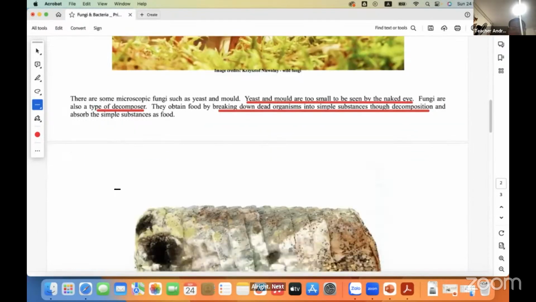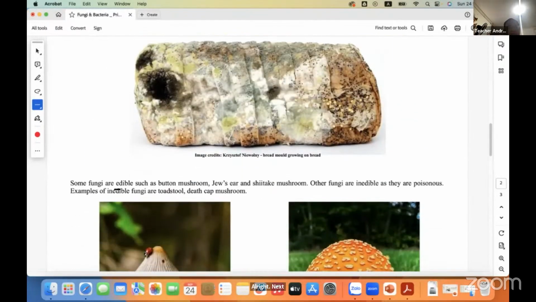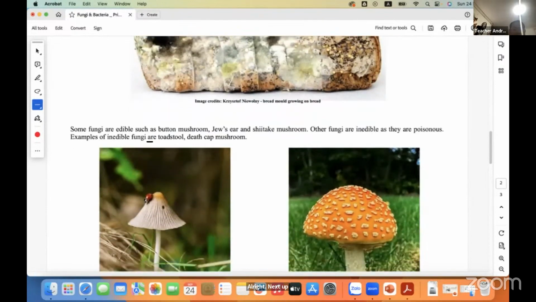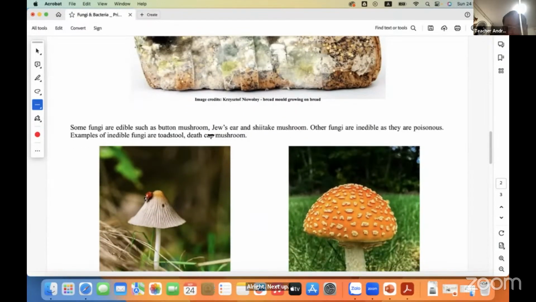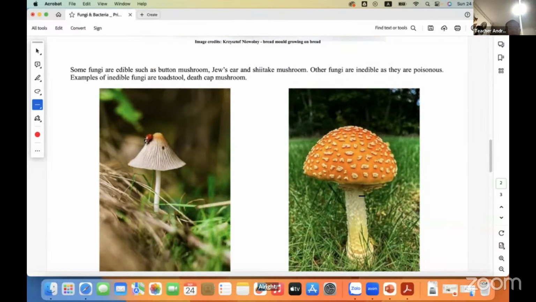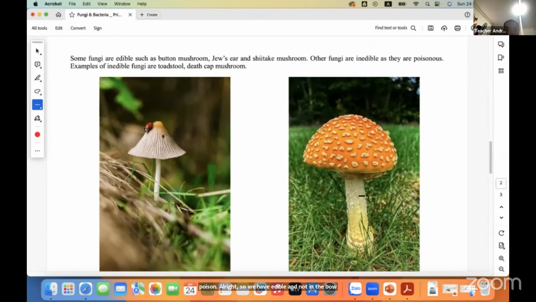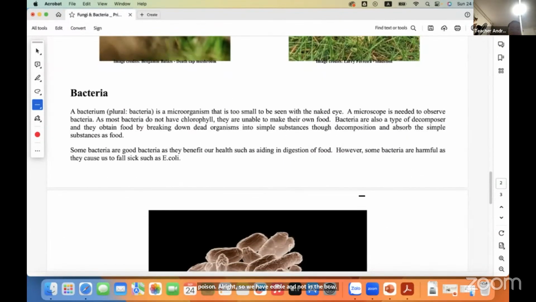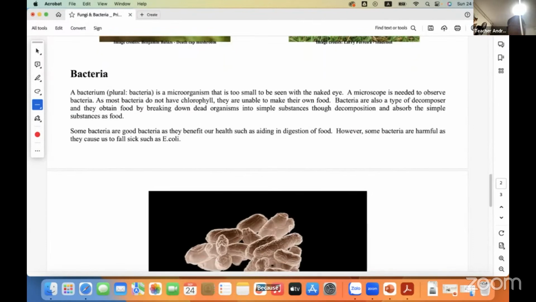Next up. Some fungi are edible, such as the button mushroom and jelly ears, while others are not edible because they are poisonous. So we have edible and non-edible pictures. Next up, we move on to bacteria. Bacteria are microorganisms. They are too small to be seen with the naked eye, so you need a microscope.